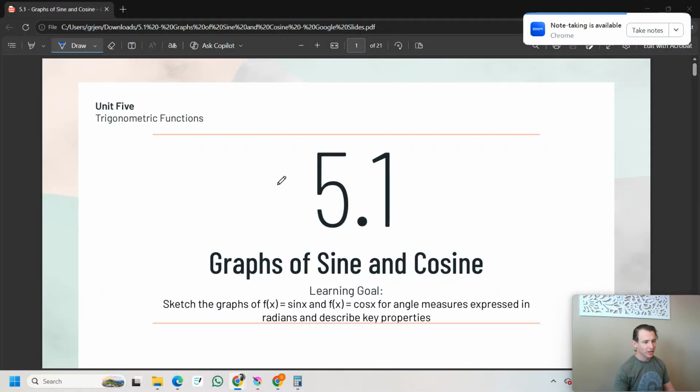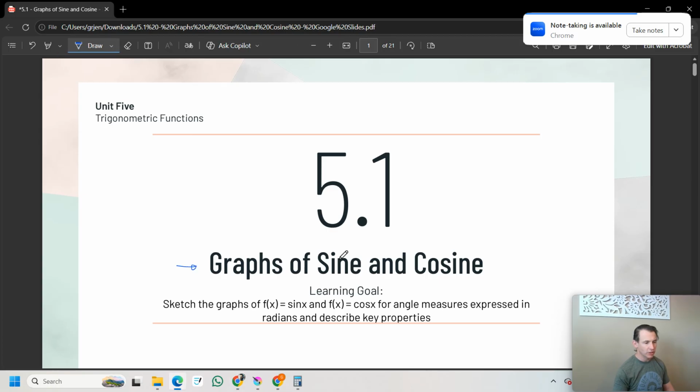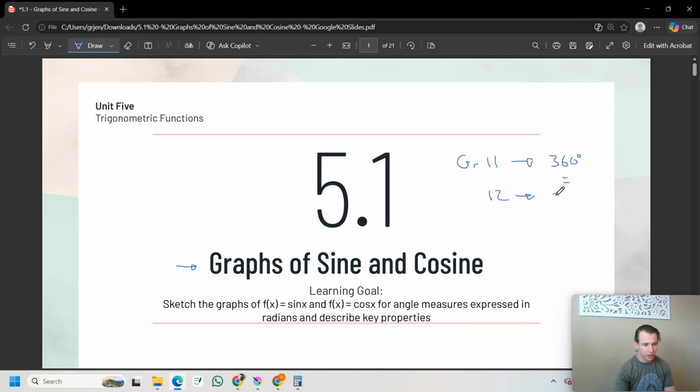It's Mr. Jennings, and we are looking at graphs of sine and cosine using radian measure. This is our review lesson essentially from grade 11, but in grade 11, of course, we were working with 360 degrees. In grade 12, we have introduced the idea that 360 degrees also equals 2 pi of a circle. And so we measure angles in radians now.